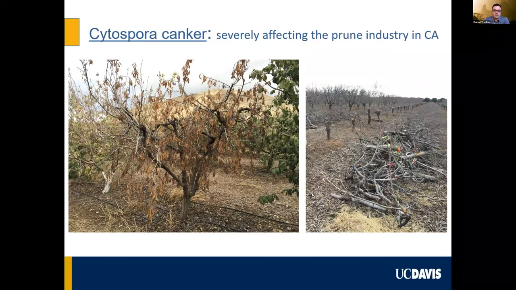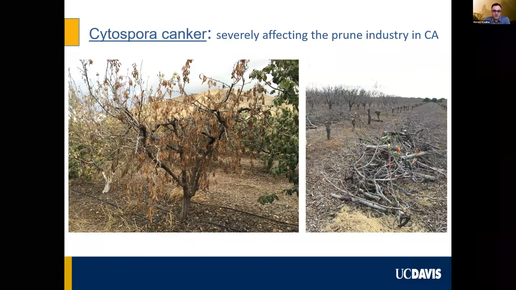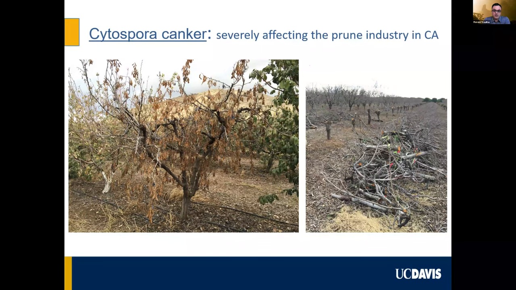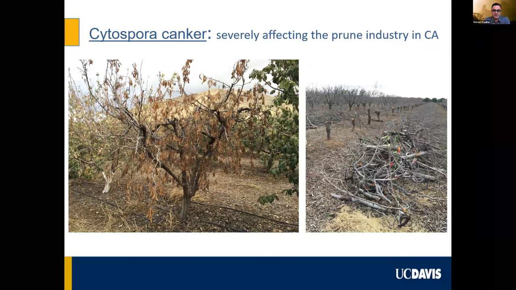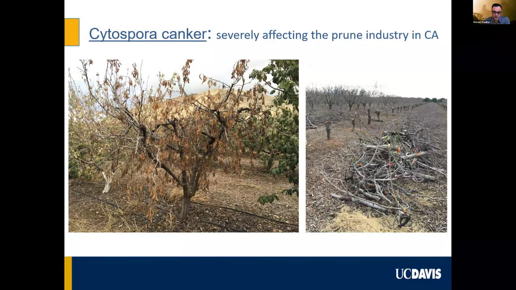Cytospora canker, again, especially in your region of the Sacramento Valley, is a terrible issue for the prune industry, probably one of the main limiting factors for the prune industry. It's also a problem in cherry in California, throughout the state, but usually this disease is quite aggressive in stone fruit, leading to tree death, dieback, and eventually a removal of orchards.